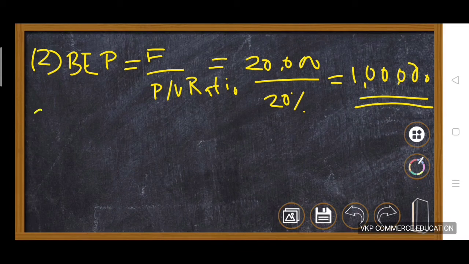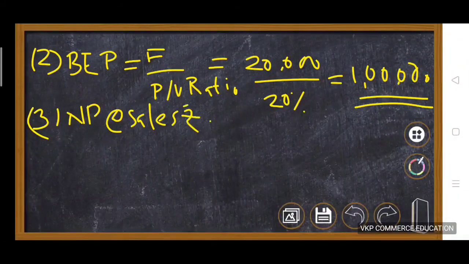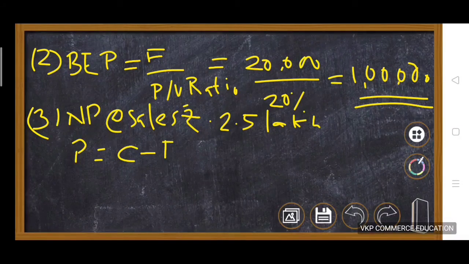Now we are moving to the third part of that question. We are going to calculate net profit if the sale is rupees 2,50,000. Net profit if the sales is at the rate rupees 2,50,000. Okay, how to calculate it? First of all, we have to understand that profit is equal to contribution minus fixed cost. It is derived from the marginal cost statement, or the basic marginal cost statement.